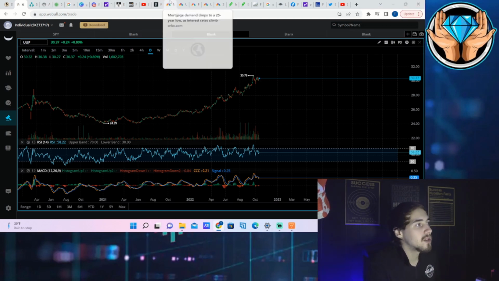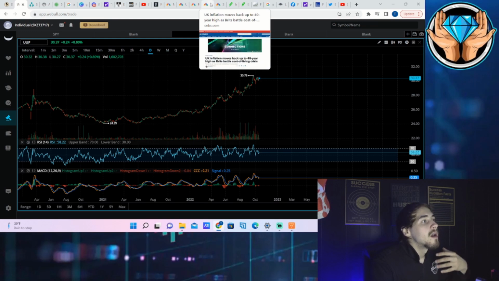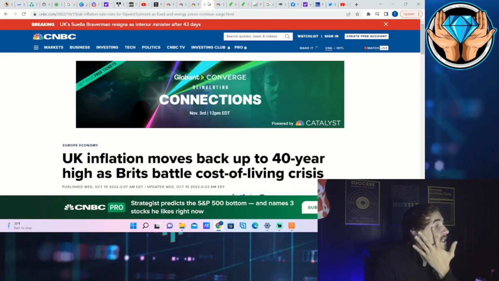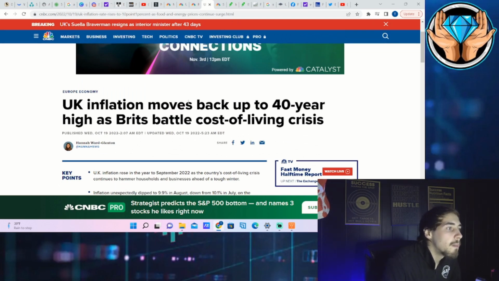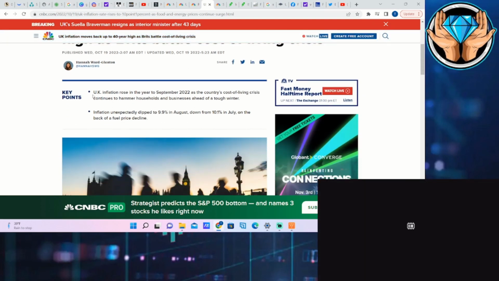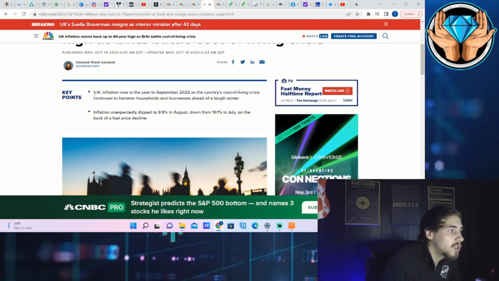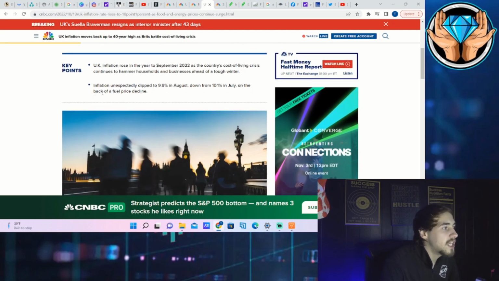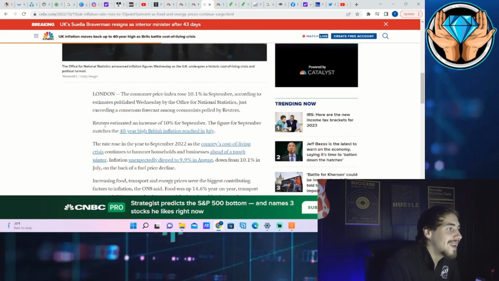And the reason, like I said, why the dollar is up so much is because people are expecting the Fed to tighten a lot more aggressively. And that is because UK inflation just broke above a new 40-year high as the Brits battle a cost of living crisis. The key points say UK inflation rose in the year to September 2022 as the country's cost of living crisis continues to hammer households and businesses ahead of a tough winter. Inflation unexpectedly dipped to 9.9% in August, down from 10.1% in July, on the back of a fuel price decline. Reuters estimated an increase of 10% for September. The consumer price index rose 10.1% in September. So that's a big reason why the dollar is up so much.